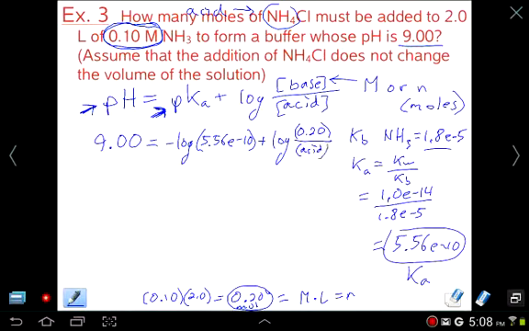Notice what we've done here is simply set up the buffer equation and plug in all the values given, and now it's a matter of solving for the denominator. This will be a bit tricky. You'll have to unwrap the log, and if you know anything about this, you'll have to raise everything to the 10th, or 10 to the power. So let's go ahead and compute this real quick. Take the negative log of 5.56e-10, just to clean it up a little bit.